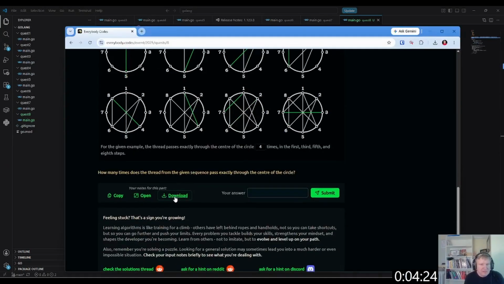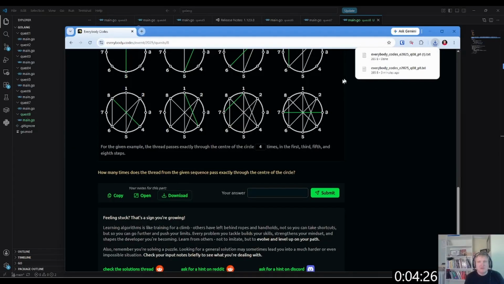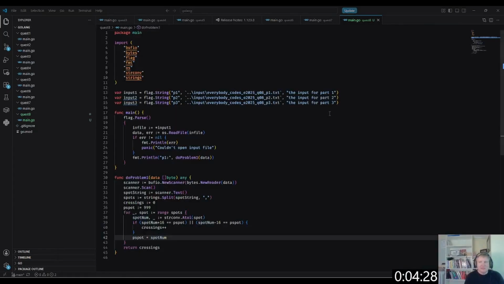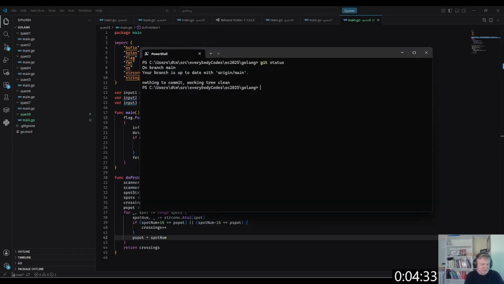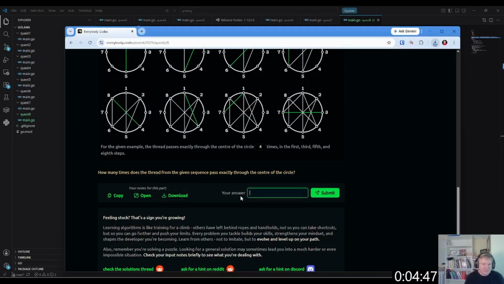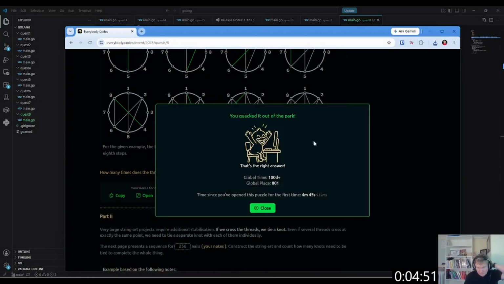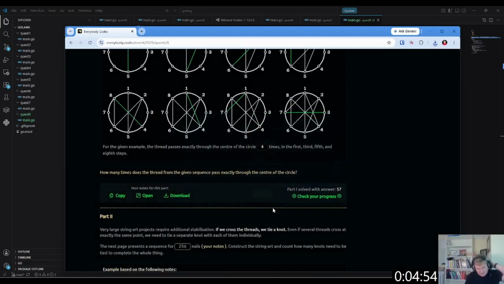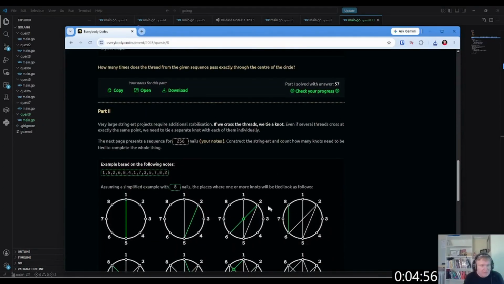Did I download this? I don't think I did. Oh, I already did. Oh well. Let's see, where's my PowerShell window? Go run quest 8, 57. Da-da-da. Yay! Oh man, almost 5 minutes.